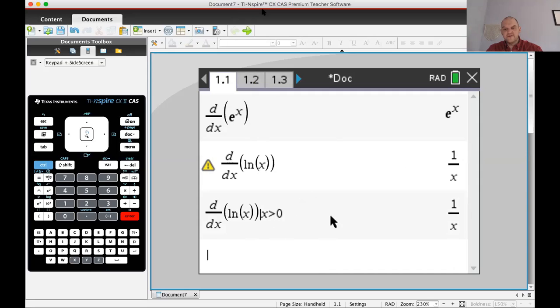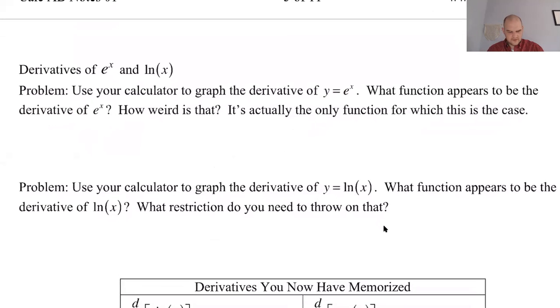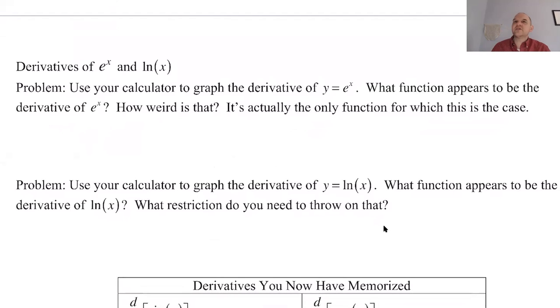You have to know that the domain of the derivative of natural log is x is greater than 0 because the calculator will not tell you. And in fact, the calculator just does its thing and then kind of warns you. And I guess you could take the warning as it telling you, but nope, doesn't do it. Seems like such a common function that they could have hard coded that, but they didn't.